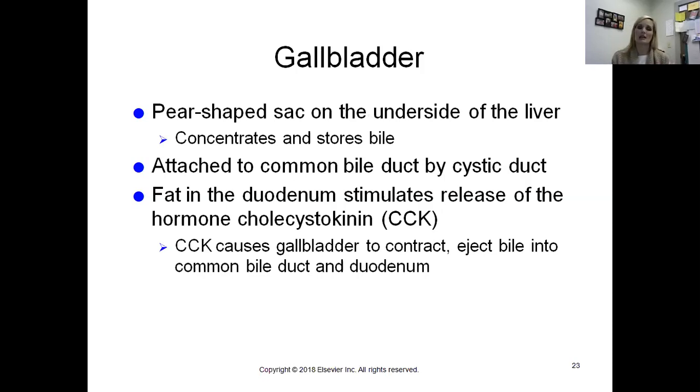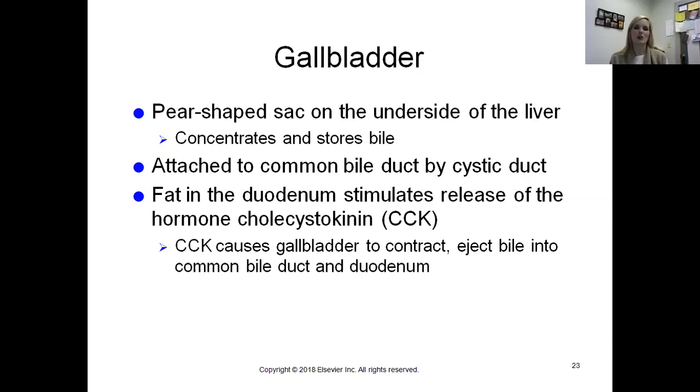Both the liver and the gallbladder are attached to what's called the common bile duct by the cystic duct, and we're going to see the addition of the pancreas here. But that bile is going to then be able to exit and go into the duodenum, into the small intestine. Like I said, be familiar with that.